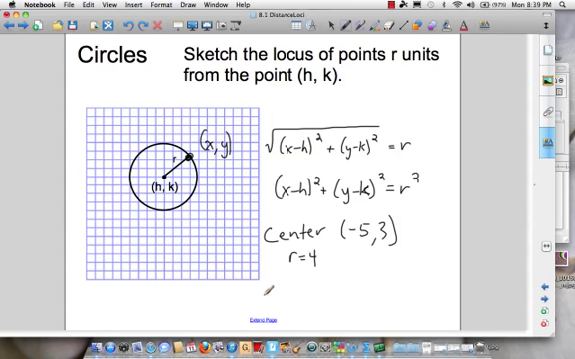It's (x minus -5), or (x + 5) squared, plus (y - 3) squared, and that should equal r squared, which in this case would be 16. So that's how you write the equation of a circle, and it comes from the definition of a circle and the distance formula.